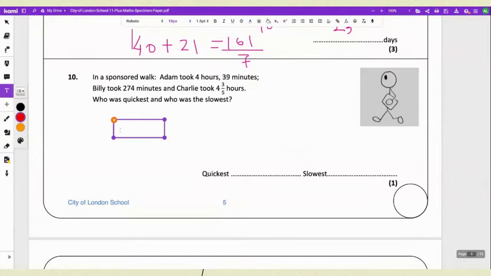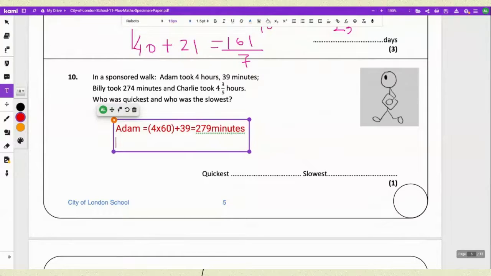So let's first do Adam. How much did he do? He did 4 multiplied by 60 and you're adding 39 into it. That would be 279 minutes. And the next one you have to find is Billy.